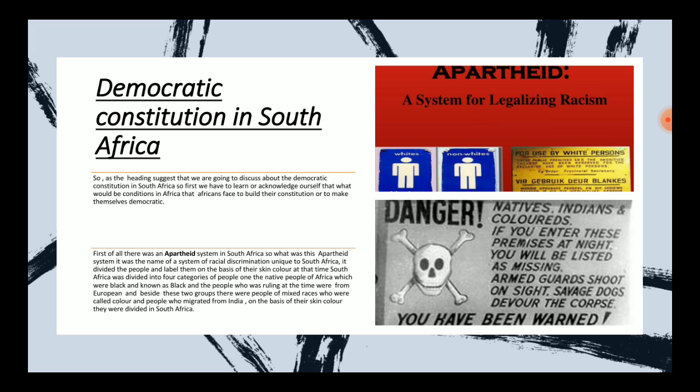First, we have to acknowledge what conditions Africans faced to build their constitution or to make themselves democratic. First of all, the apartheid system prevailed over that area, a system in which people were discriminated against on the basis of their skin color. They were divided into four groups: whites, blacks, Indians, and coloured.